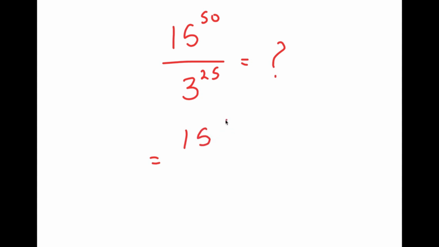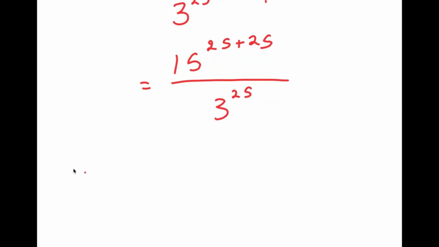Alright, so in this video, I'm going to solve the problem 15 to the power of 50 over 3 to the power of 25. To solve this, I'm going to first start by rewriting this as 15 to the power of 25 plus 25 over 3 to the power of 25. So we wrote 50 as 25 plus 25.